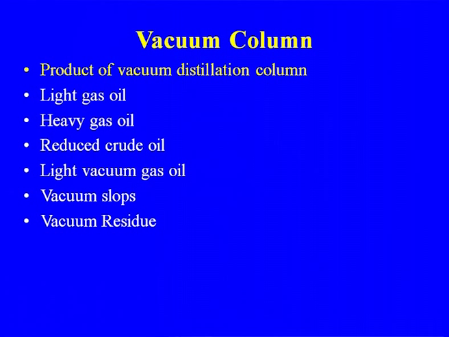These are the products which you are getting from the vacuum column: light gas oil, heavy gas oil, reduced crude oil, light vacuum gas oil, vacuum slops, vacuum residue. Light gas oil is the feed for the FCC, and now with the coming of the hydrocrackers, we are also able to process the heavy gas oil fraction. Whether light or heavy, it may go to the FCC, or it may go to the hydrocracker units.